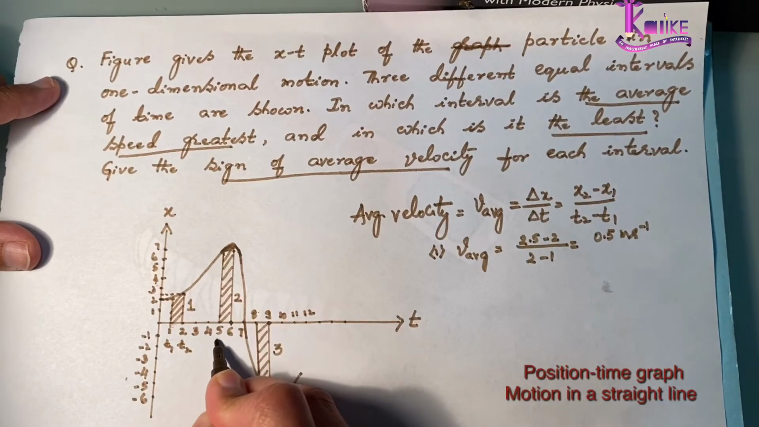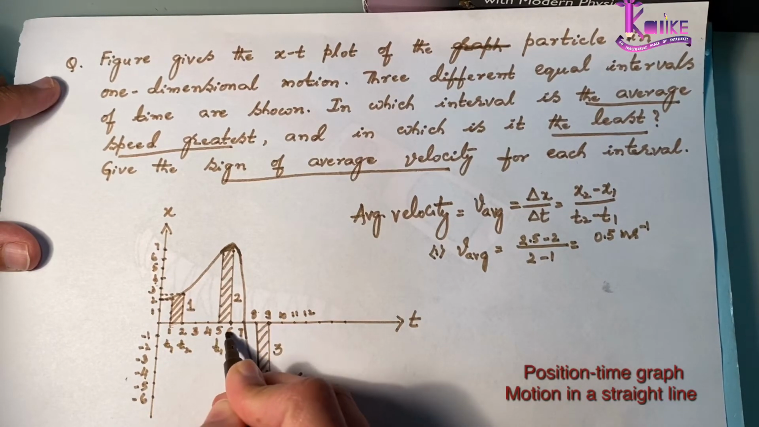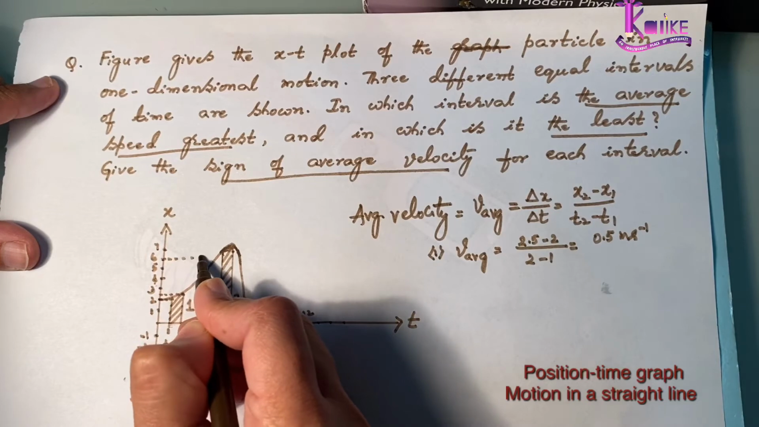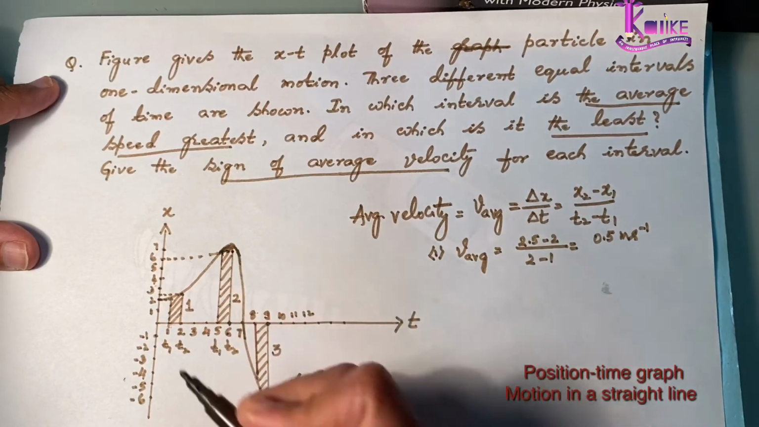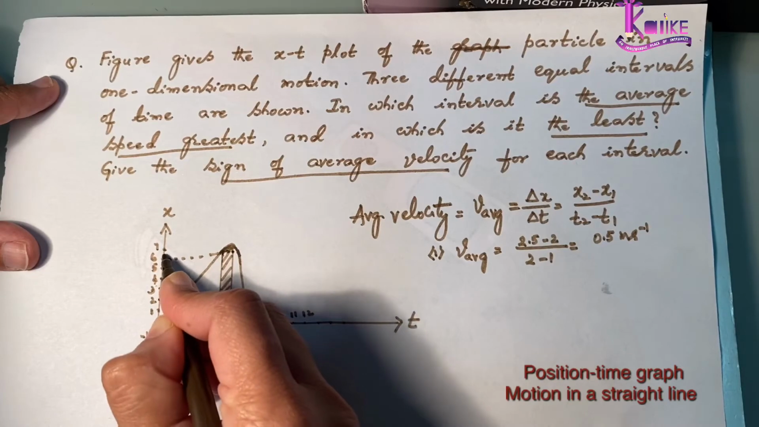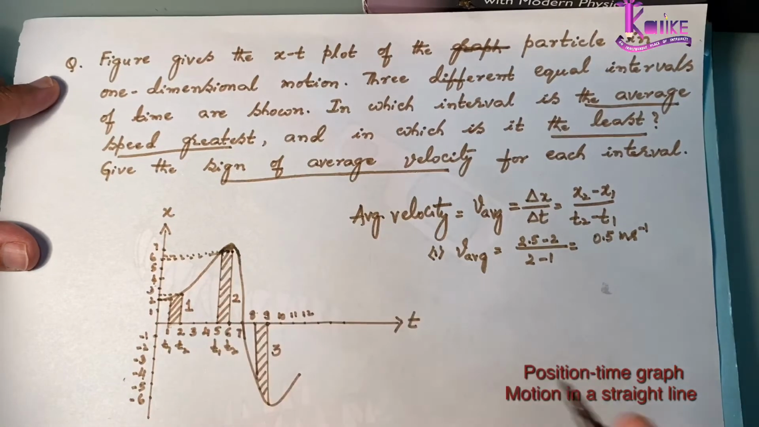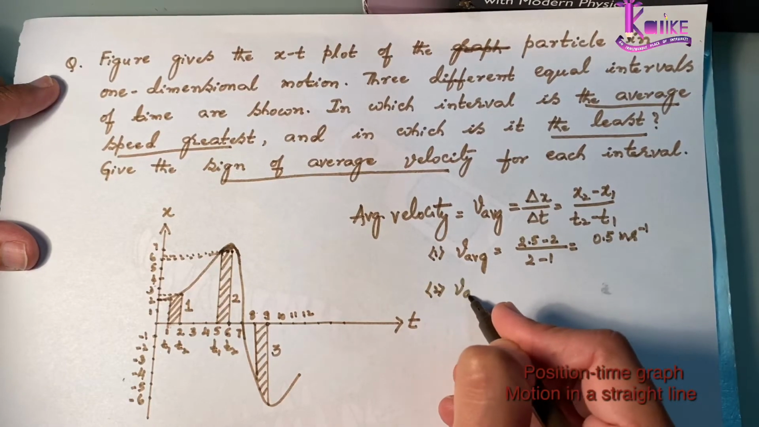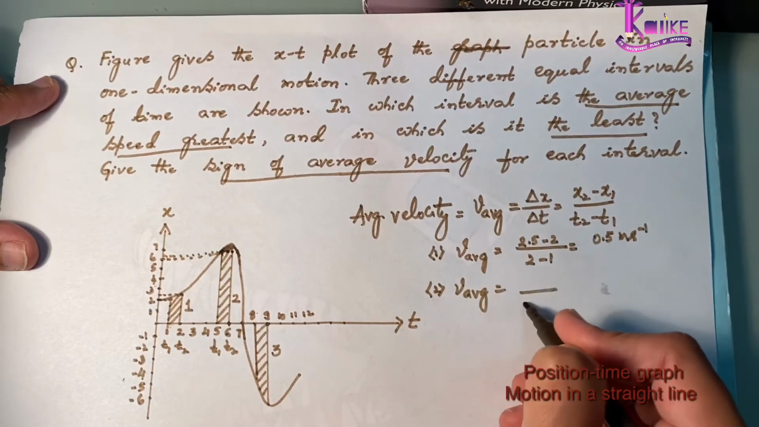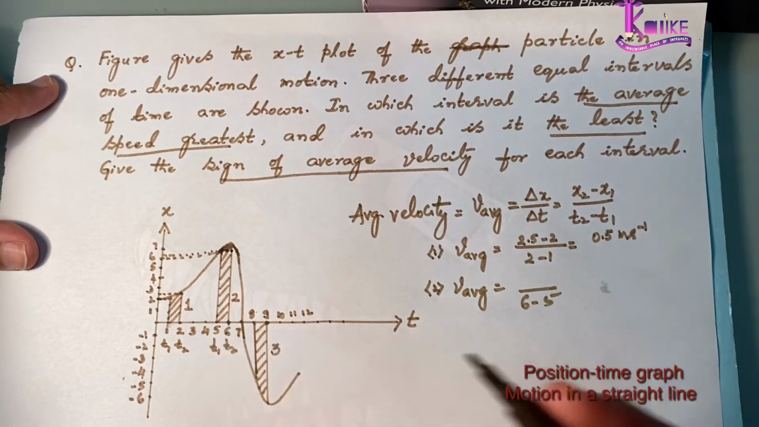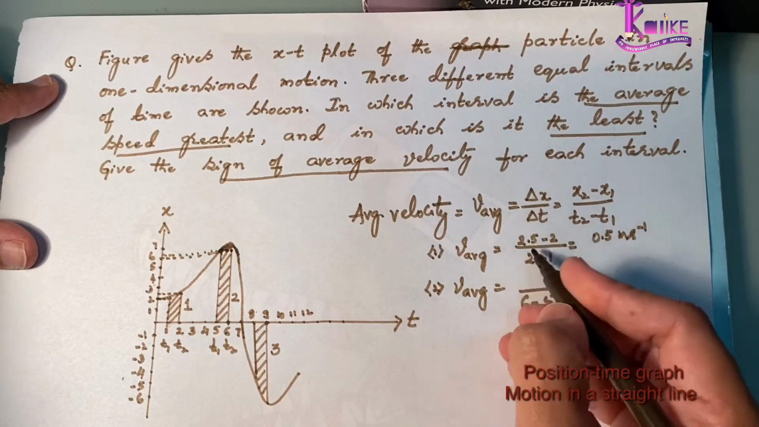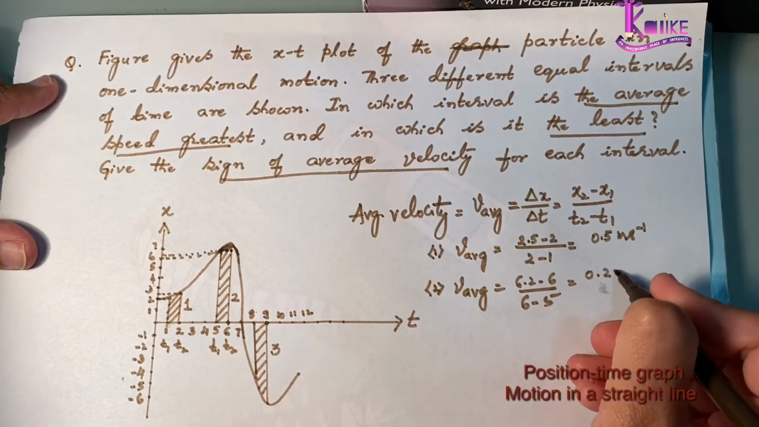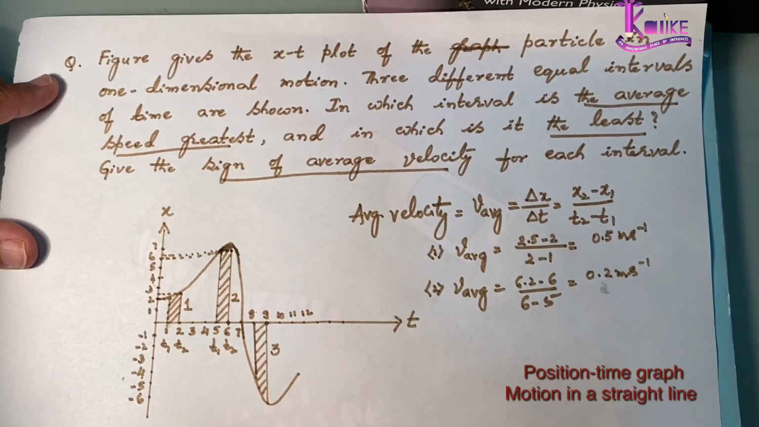Similarly, in the second case, this is t1 and this is t2, that is 5 and 6. The values of x are almost the same in this case. There's hardly any difference. So V average in the second case is 6 minus 5, which is the time, in the denominator, and in the numerator you have almost 6.2 minus 6, which is just 0.2 meter per second.